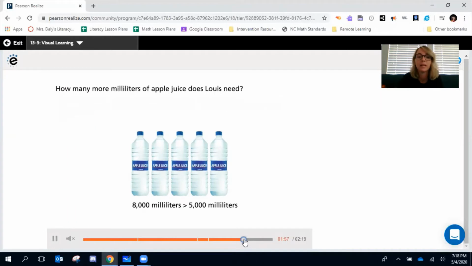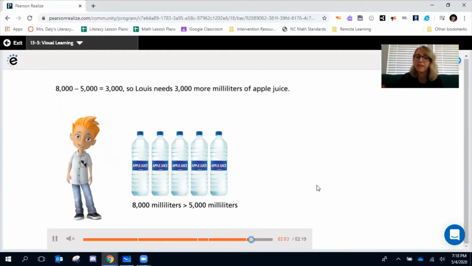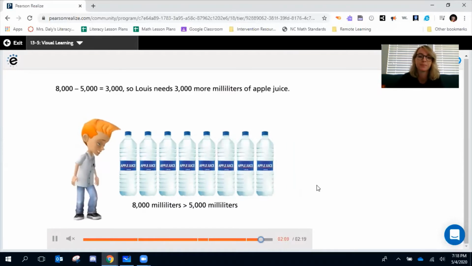How many more milliliters of apple juice does Luis need? 8,000 minus 5,000 equals 3,000. So Luis needs 3,000 more milliliters of apple juice.